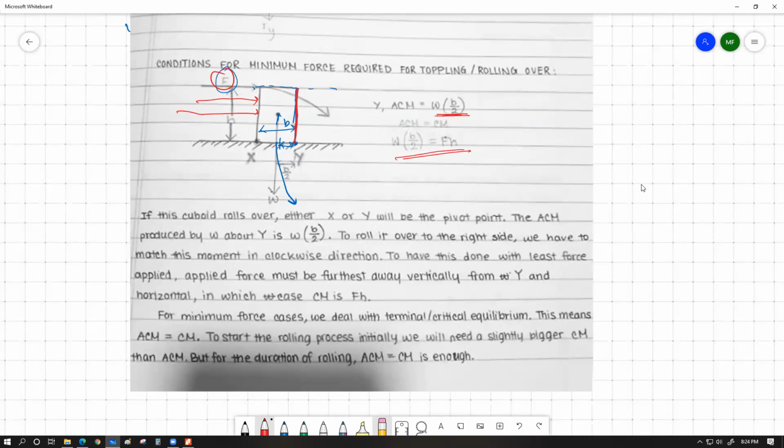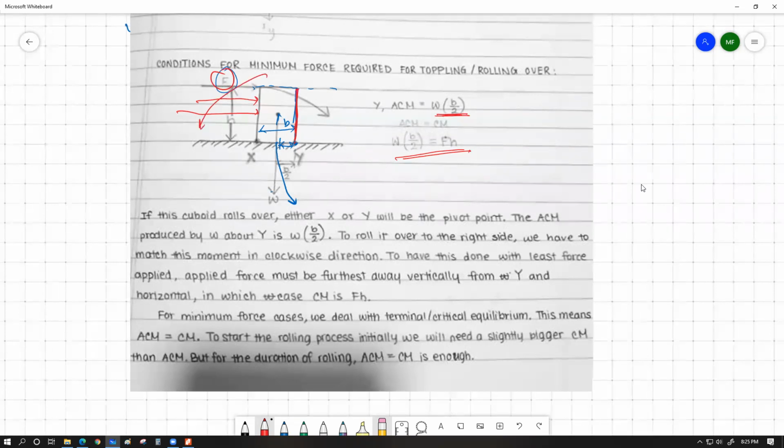Now এই প্যারাগ্রাফটা আমরা একটু পড়ে দেখি, এরপর ফার্দার কিছু জিনিসপত্র আমি আলাপ করি। এই প্যারাগ্রাফটা অনেক ইম্পর্টেন্ট, বুঝে পড়া ইম্পর্টেন্ট, খেয়াল করো। If this cuboid rolls over, either x or y will be the pivot point. I'm writing x or y because it could also be toppled over by applying a force from the right, where the object might topple over in this direction.